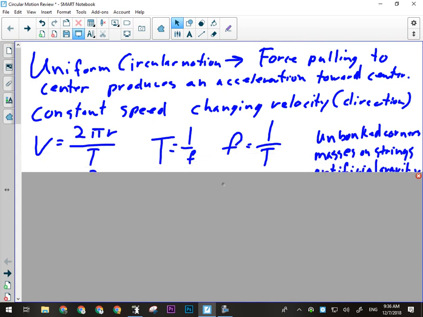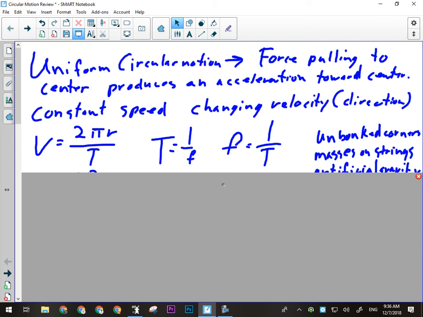Okay, we looked at these formulas and how to use them. We looked at how v equals 2 pi r over T, big T being period, right? So we're looking at the circumference of the circle, that's 2 pi r, divided by the time it takes to go around the circle. So it's really just v equals d over t.